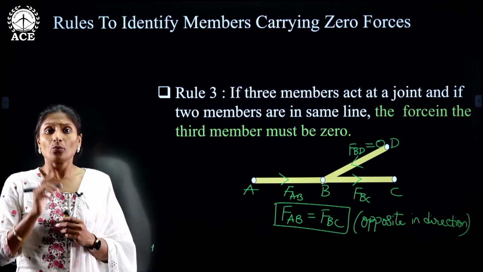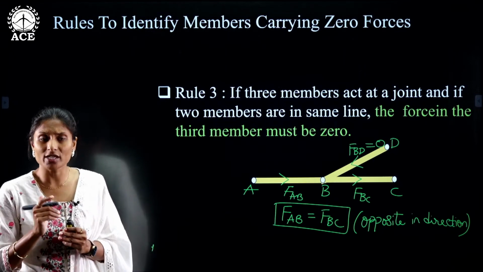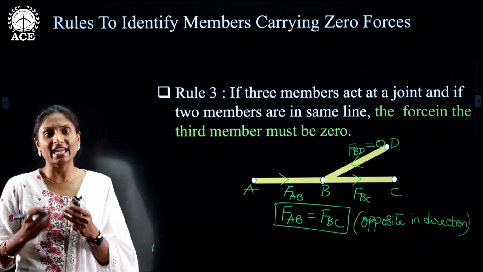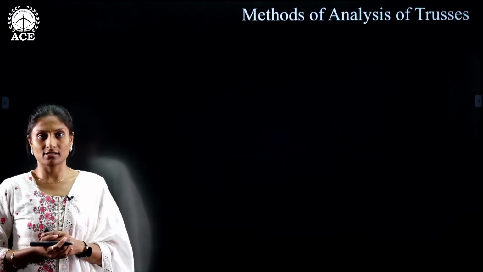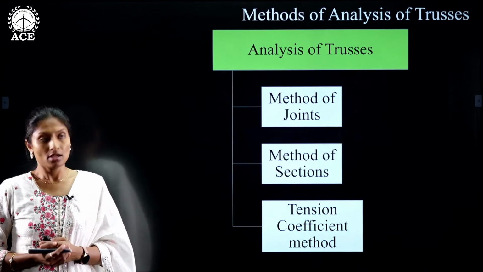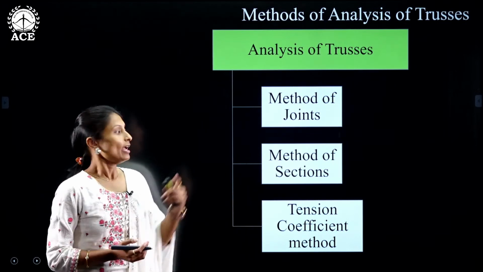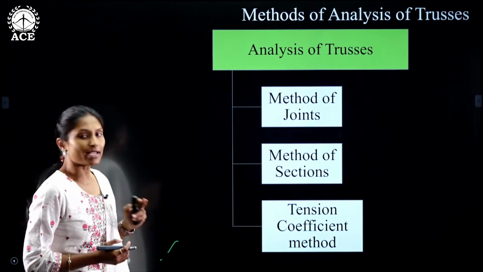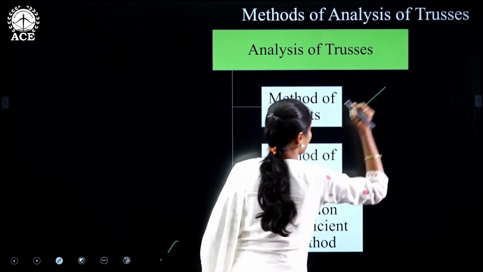So these are the three rules which, when remembered, can be directly applied to long answer questions in the university examination, as well as being shortcuts you can use in GATE and ESE examinations. Now, going to method of analysis, the main topic of our session. There are three types of methods available: method of joints, method of sections, and tension coefficient method. These are the three methods available to analyze a determinate truss. In today's session, we are going to see a numerical and learn about method of joints.